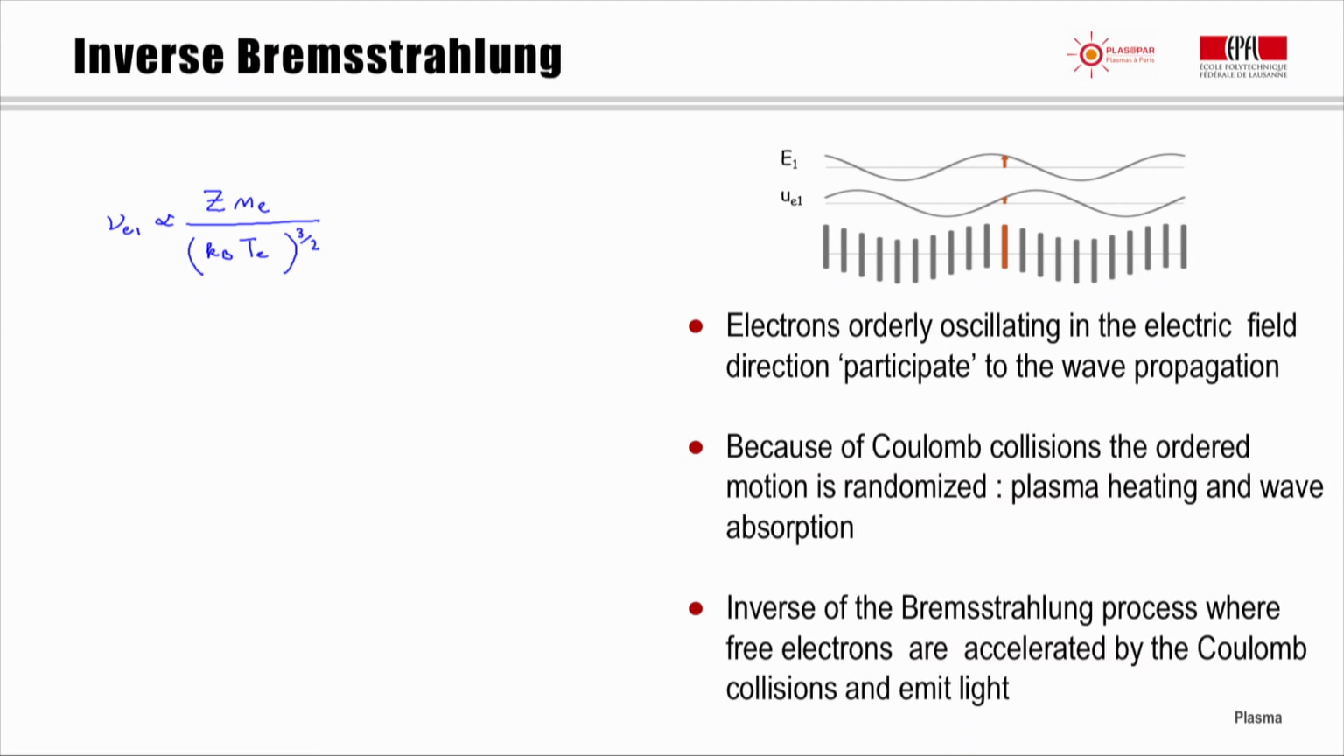Because of the collisions, part of the ordered motion of the electrons gets randomized. The energy of the electron is conserved, but the momentum changes. This results in electron heating. The random motion does not contribute anymore to the wave propagation. The electric field is reduced and light is absorbed. This is called inverse Bremsstrahlung because it's the inverse of the Bremsstrahlung process, where free electrons are accelerated by the Coulomb collision and they emit light.